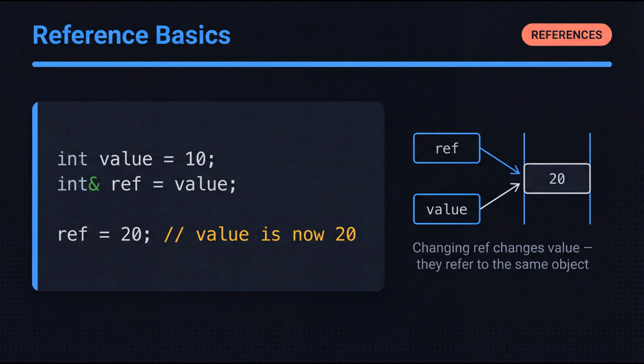References must be initialized when declared. You can't create a reference and point it at something later. And once bound, a reference can never be reseated to refer to a different object. These constraints are what make references safe. They're always valid, always bound, and always refer to exactly one thing.